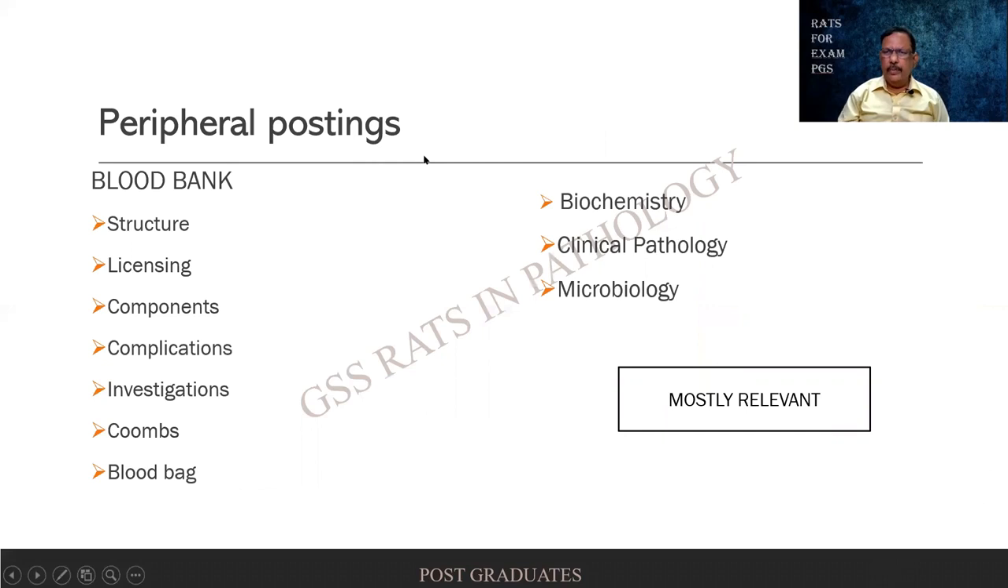You have been at the peripheral postings also. So some of the peripheral postings can be included in the questionnaire. For example, the blood bank. This can happen typically in a viva or when you are given a Coombs test or a blood grouping. Various things can be asked. And so also the various biochemical values and so on.